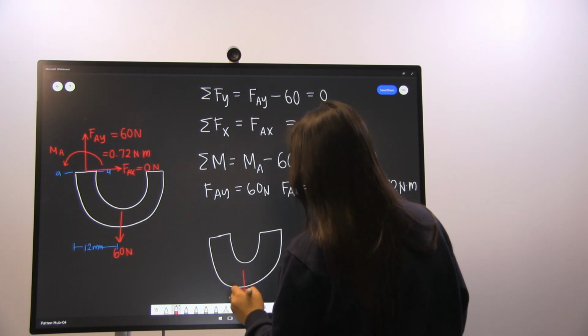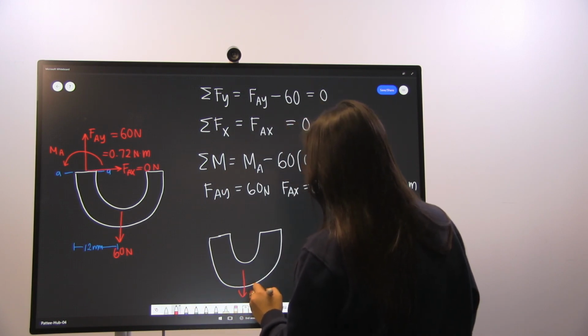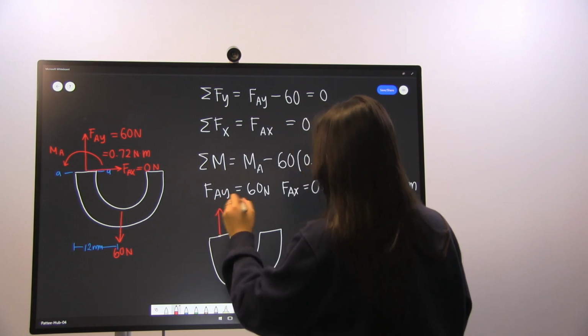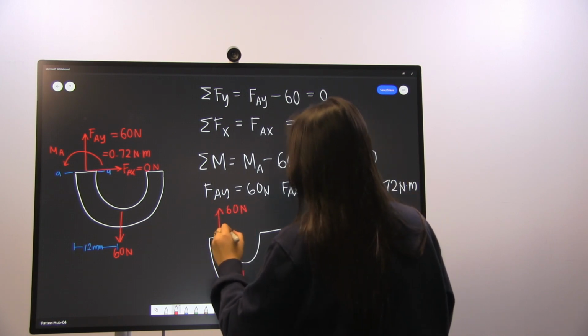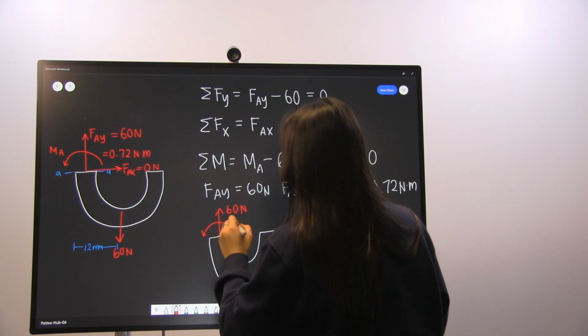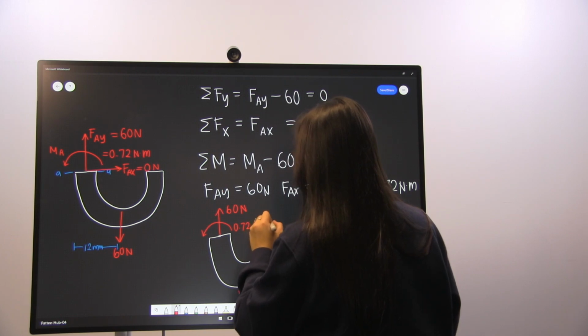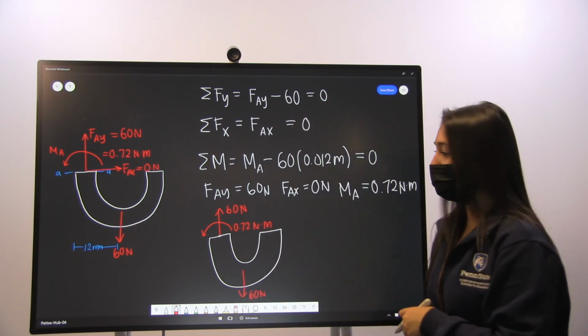we have our 60 here, and our moment, which is 0.72 Newton meters. And that is our final solution.